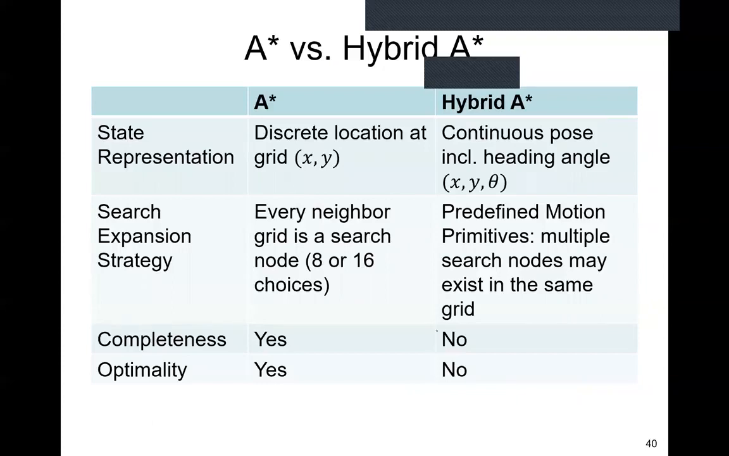So A star is complete and optimal, but hybrid A star is not. So it may not be guaranteed to find a path if one exists, and it may not find the optimal path in terms of total path cost.